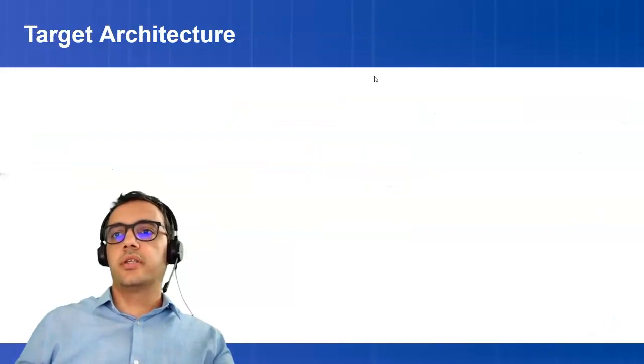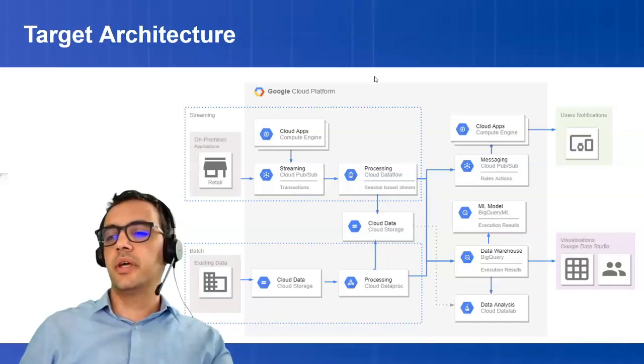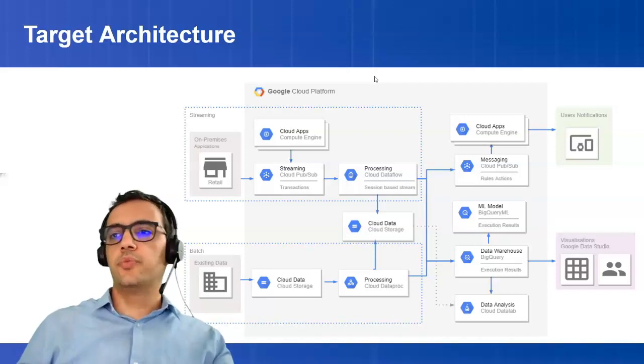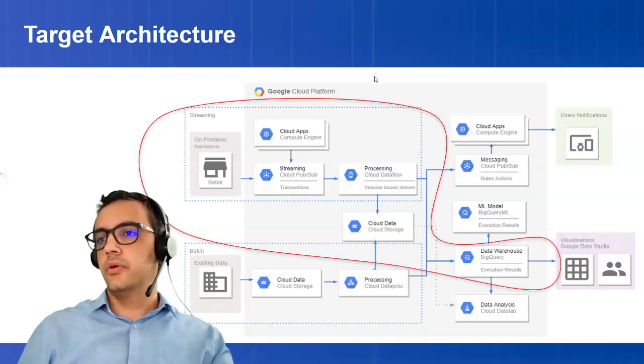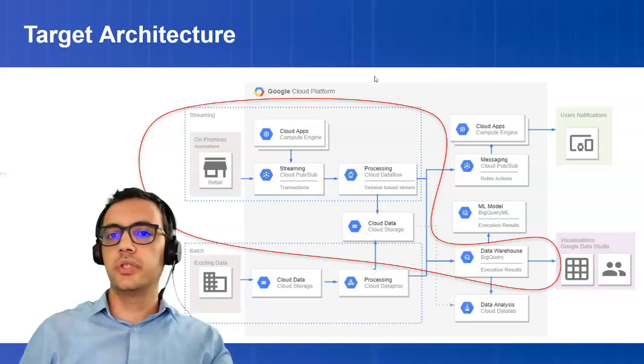So our target architecture: basically for the streaming part, we have the PubSub component. Dataflow will stream this data and insert it in BigQuery. In the demo part, we are going to concentrate on these parts in red. And for the batch pipeline, we are going to see it in the next video.